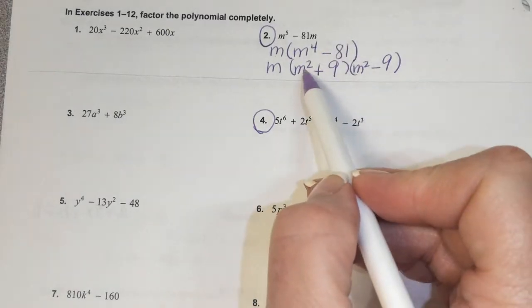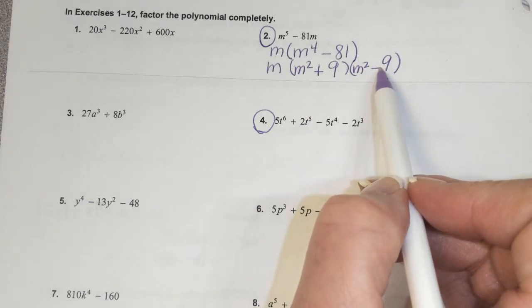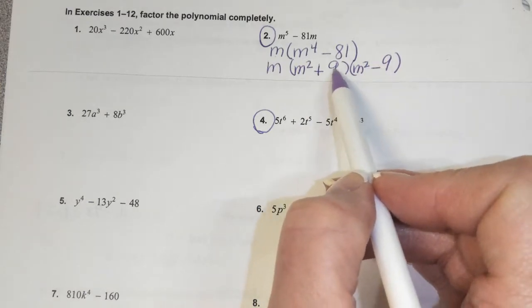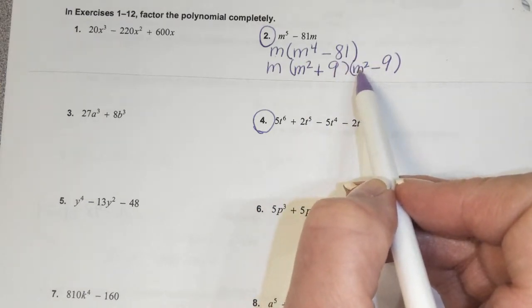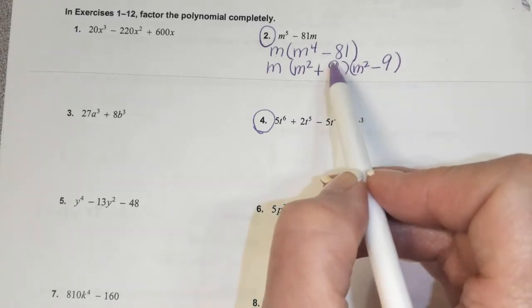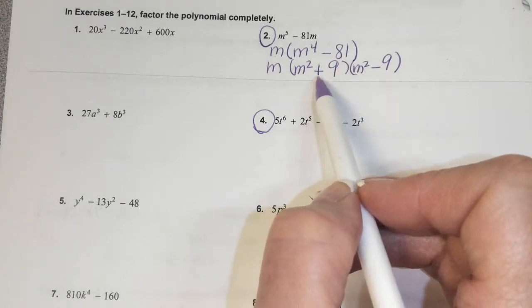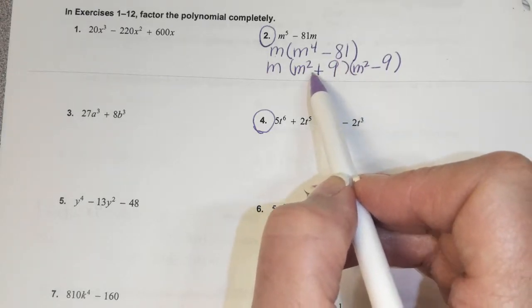See, look guys, if I check this, m squared times m squared is m to the 4th. The outers give us negative 9m squared. The inners give us positive 9m squared. Do you guys see how that would work? And then positive 9 times negative 9 is negative 81. Right? Now we have to check and see if we're finished.